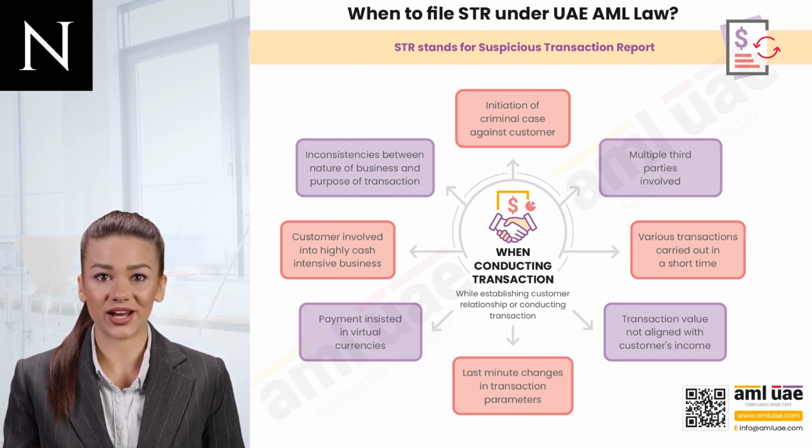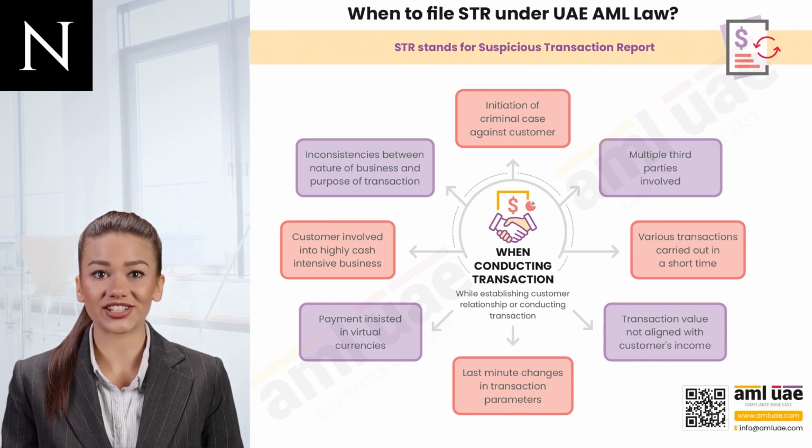7. All dealings with the highly cash-intensive business should be treated with extra caution. If suspicion is observed, file an STR immediately with the FIU. 8. When a customer's business and the purpose of the transaction are inconsistent, verify the connection to check for the possibility of money laundering. If you suspect unusual nexus between the customer's business activities and the proposed transaction, file an STR without delay.